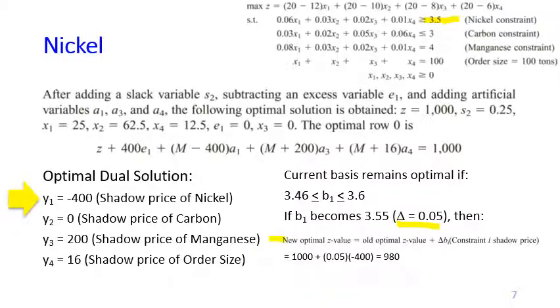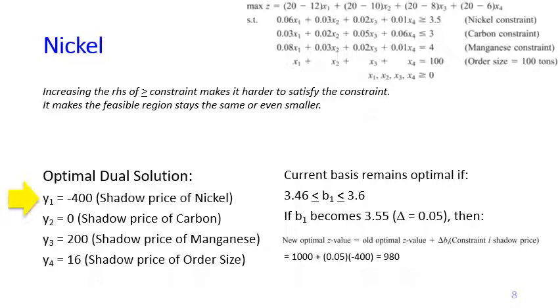For maximization, it is equal to the optimal Z value plus the change times the shadow price. So the new optimal value with respect to this change equals 1000, the optimal Z value, plus the change 0.05 times the shadow price minus 400. So it becomes 980. So if we increase the right hand side of the nickel constraint from 3.5 to become 3.55, then the Z value actually will decrease from 1000 to 980.